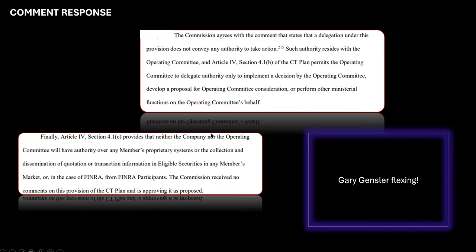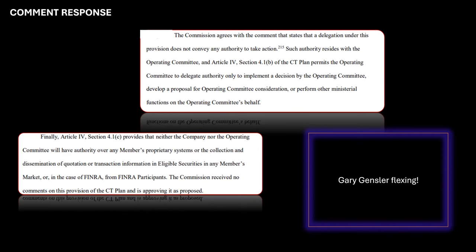So, more comment response. The Commission agrees with the comment that states that a delegation under this provision does not convey any authority to take action. Such authority resides with the operating committee, and Article 4, Section 4.1b of the CT plan permits the operating committee to delegate authority only to implement a decision by the operating committee, develop a proposal for operating committee consideration or perform other ministerial functions on the operating committee's behalf.